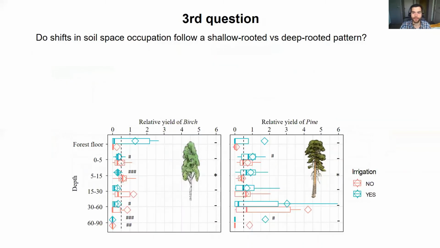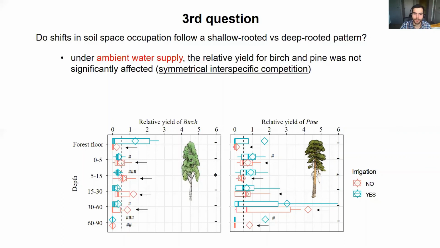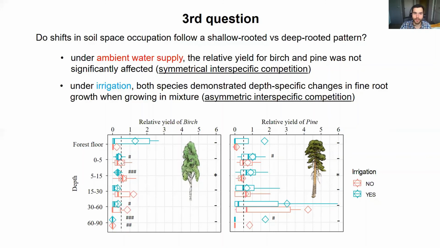In contrast to our third hypothesis, shifts in soil space occupation did not follow a shallow-rooted versus deep-rooted pattern. When investigating per soil layer, we found that under ambient water supply, the relative yield for birch and pine was not significantly affected. These results suggest there is a rather symmetrical interspecific competition of birch and pine plantations along the soil profile when water availability is lower. On the contrary, under irrigation, we found that the interspecific competition was asymmetrical along the soil profile and favorable for pine. Birch roots were significantly underrepresented in most of the soil layers, and pine was significantly overrepresented for the layer of 0 to 5 centimeters.